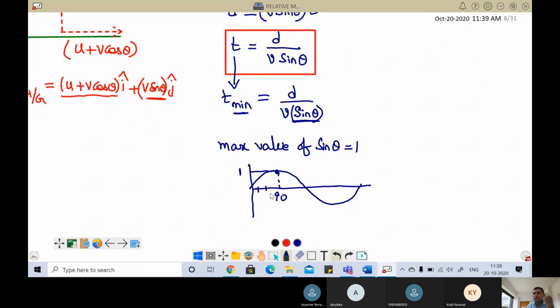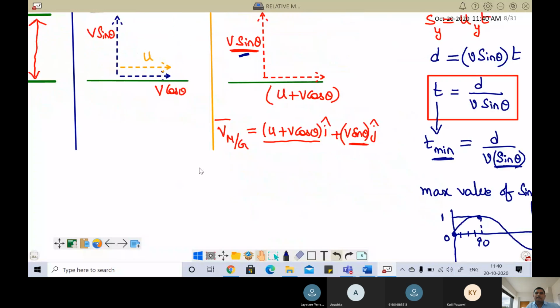This is 30, 45, 60. Sin 0 is 0, sin 30 is 1 by 2, 0.5, sin 45 is 1 by root 2, 0.7, sin 60 is root 3 by 2, that is 0.8, sin 90 is 1. So sin theta is equal to 1, that means theta equals 90. So the minimum time is possible when you put your effort at an angle of 90 degrees.